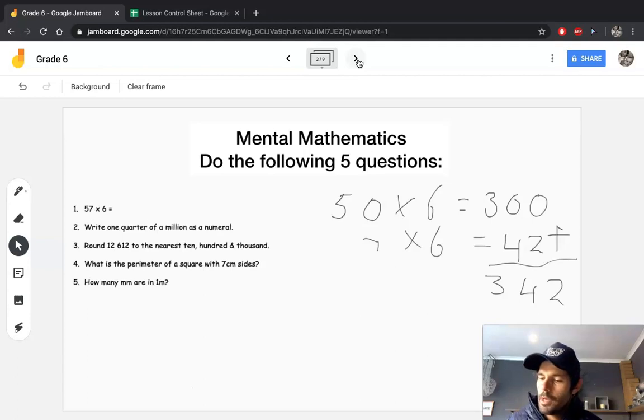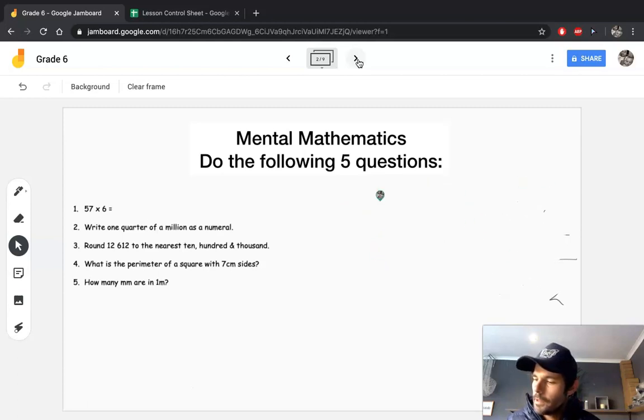I will show you the doubling and halving method, which is taught in grade 5. Okay, and the doubling and halving method is 57 multiplied by 6.